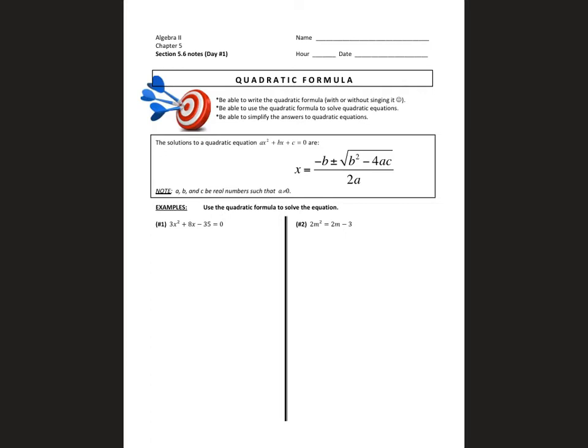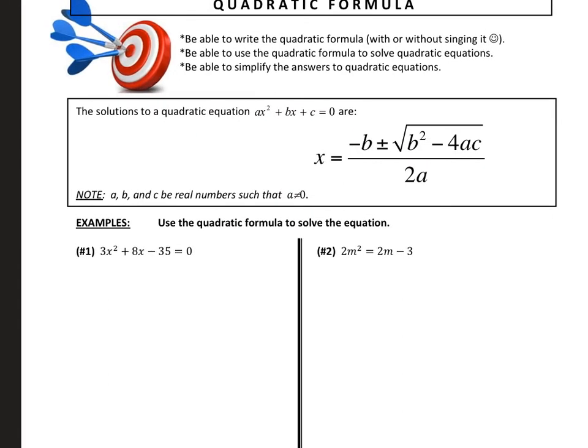We're continuing with Chapter 5 with 5.6, Day 1. The name of this lesson is Quadratic Formula. Our essential questions are: be able to write the quadratic formula with or without singing it. We're going to sing today. Be able to use the quadratic formula to solve quadratic equations, and be able to simplify the answers to quadratic equations. All right, so the singing is kind of important.